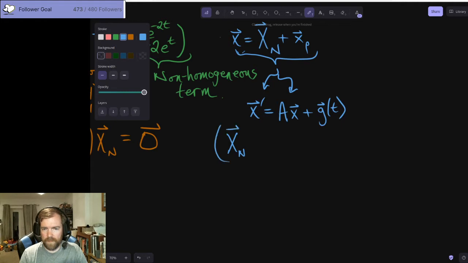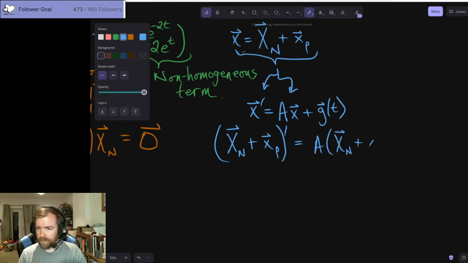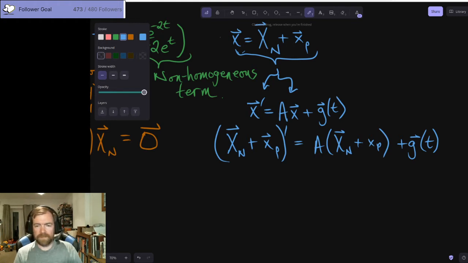So let's just put it in. What happens? You're going to get x_n prime and then x_p prime, since the derivatives are additive. I distributed that through already. Why does it work with vectors? Well, they're linear operators, and that's really the key here. That makes things very nice.